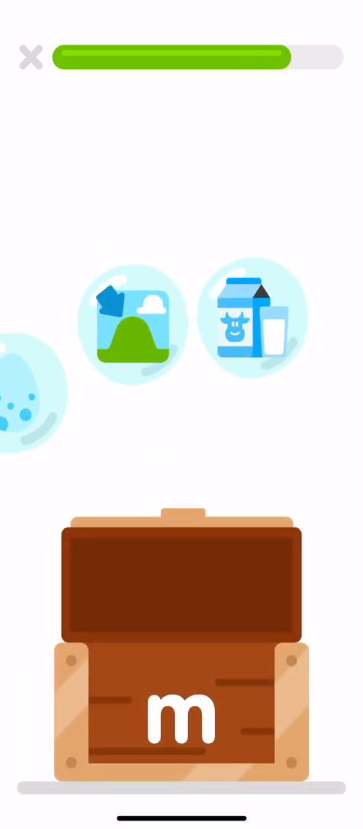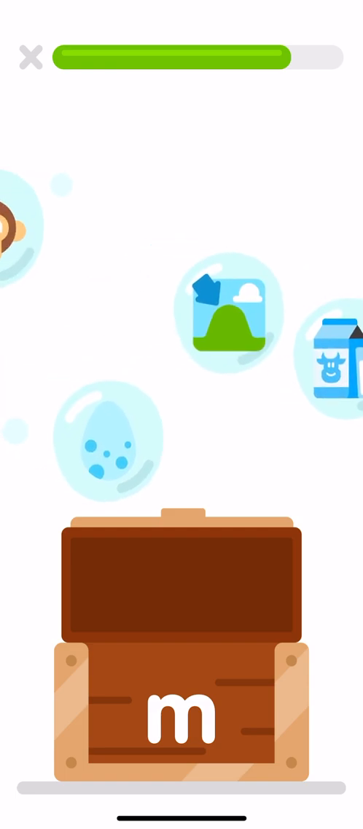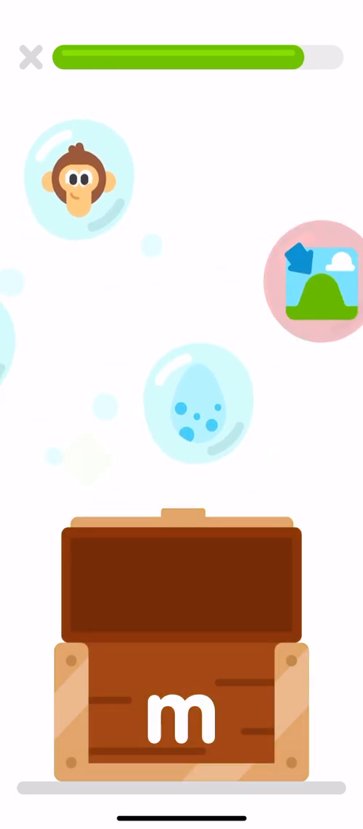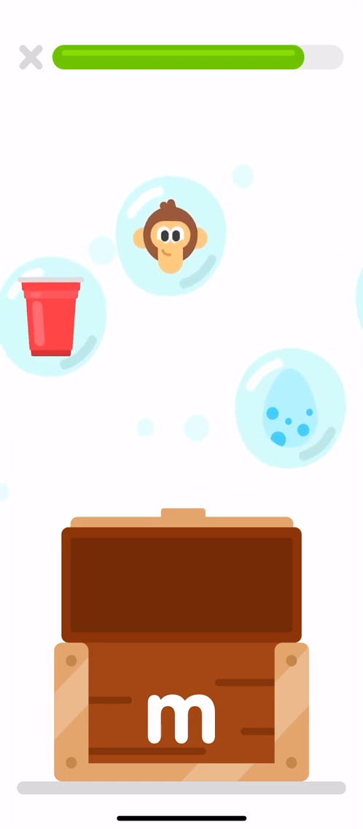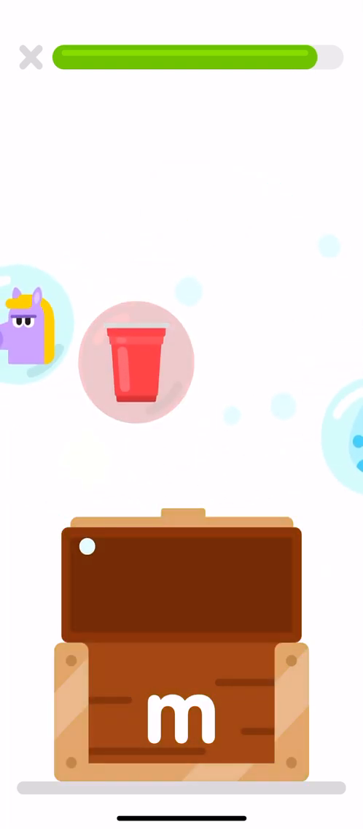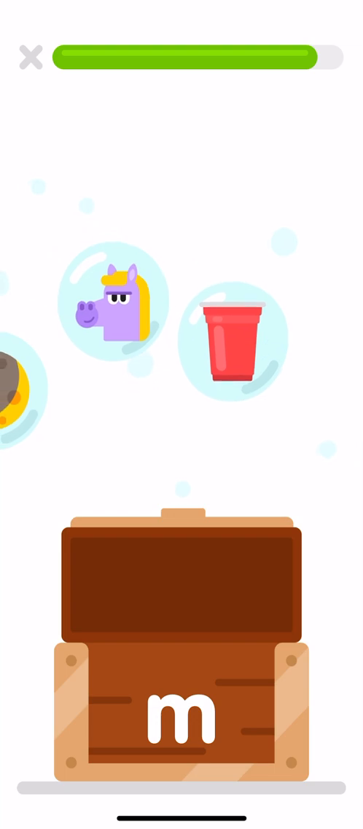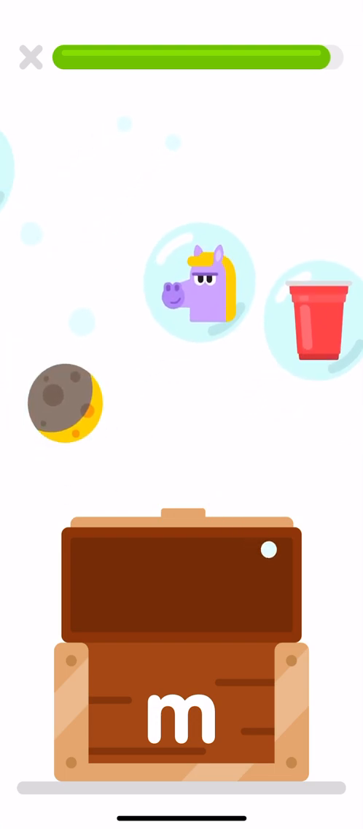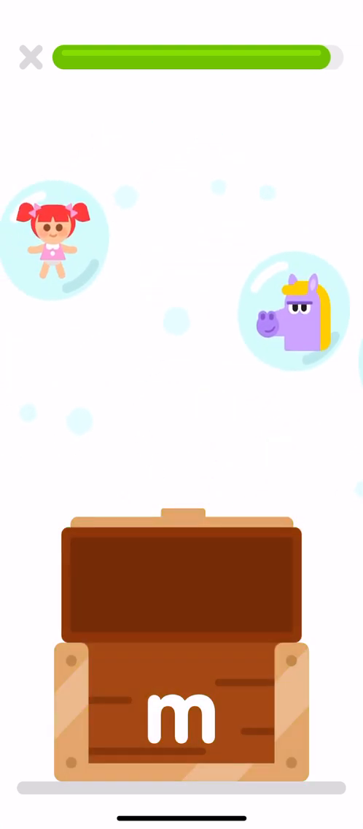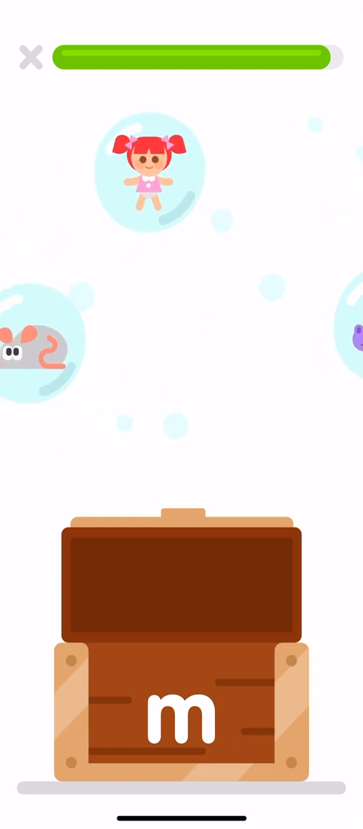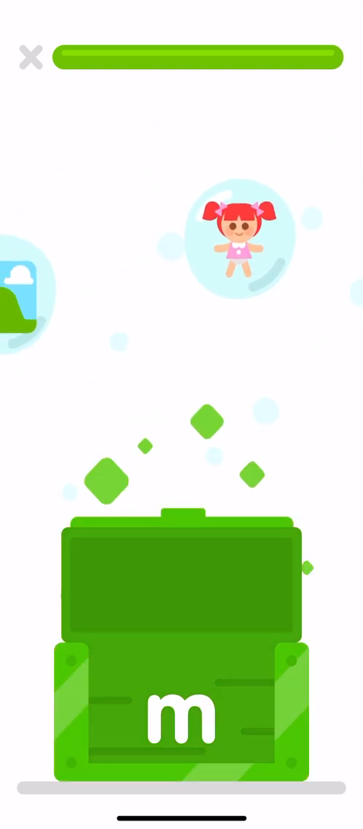Tap on the things that start with the letter M. Milk. Hill starts with H, egg starts with E, monkey starts with M. Cup starts with C. Horse starts with H, moon starts with M. Mouse.